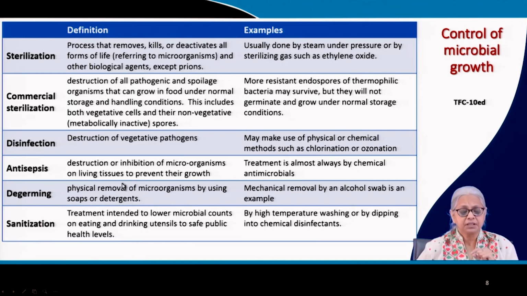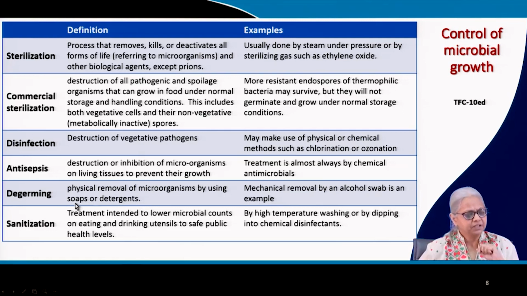Degerming is the physical removal of microorganisms using soap or detergent. Mechanical removal by an alcohol swab is also considered to be degerming. So anytime you go for an injection or for getting a blood test done, they will always use an alcohol-containing swab to clean the area prior to inserting the needle. So these are examples of degerming.